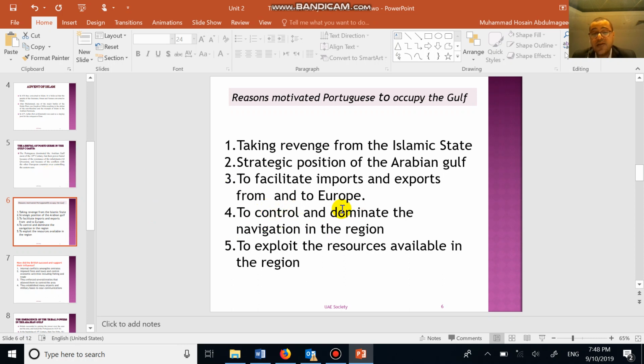Number three, because it's a coastal area, like UAE and Oman, it facilitated imports and exports from and to Europe. And if you remember, we talked about Omaniyah, where there was a port, Al-Qawain, used for export and import to India. Next, to control and dominate the navigation of the region, so they could control the ships that come through the Gulf and the Indian Ocean as well.